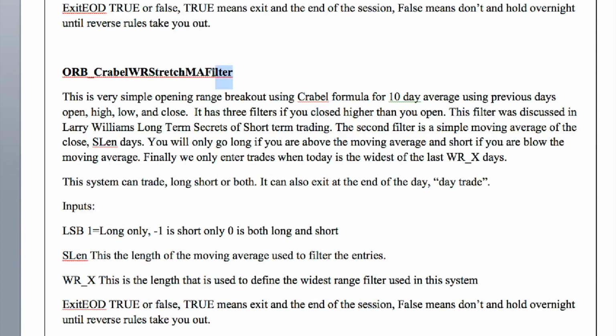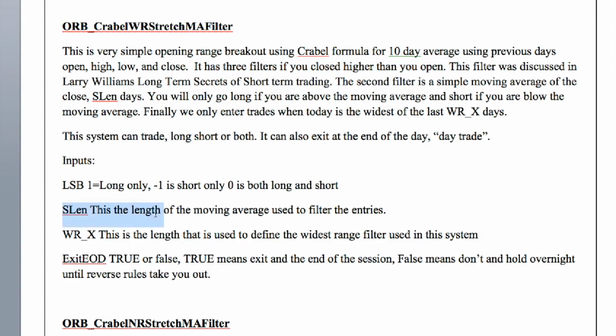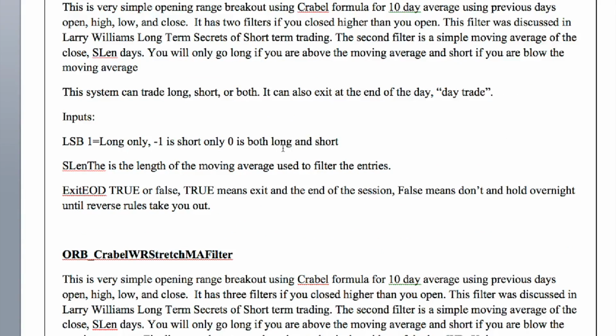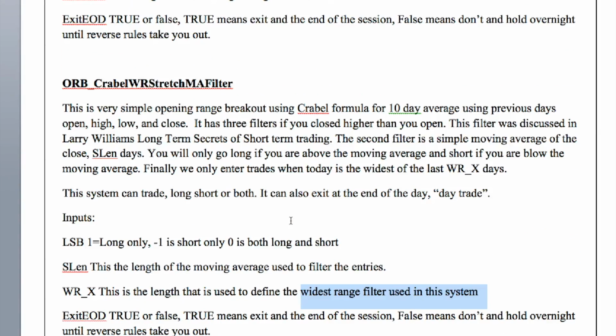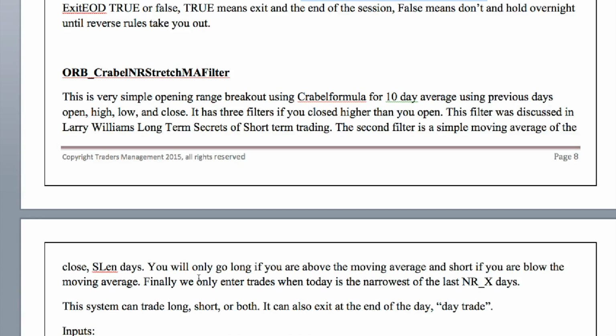There's also a WR stretch with the moving average filter. You can see in this one, you have our simple moving average filter and you have a widest range filter. That's what the WR is. So the name gives away a little bit of what we have in terms of the filters also that are built into this. So these are great because you could load these in and quickly test moving average filters and in this case a wide range filter.